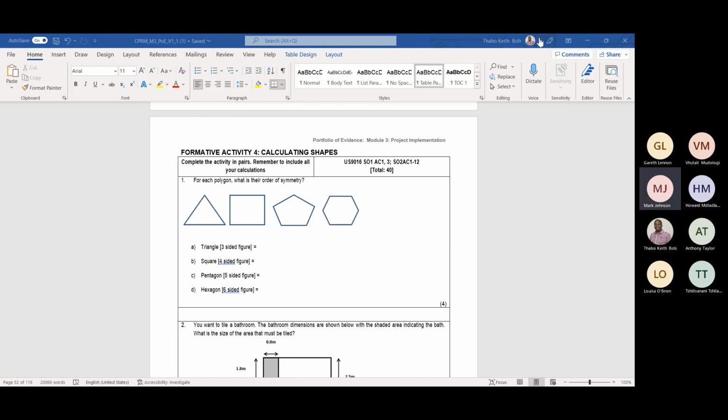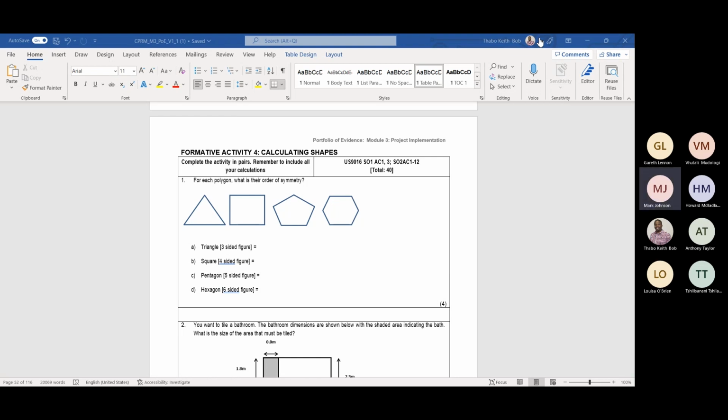Okay, moving to question 2. You want to tile a bathroom. The bathroom dimensions are shown below with a shaded area indicating the bath. What is the size of the area that must be tiled?